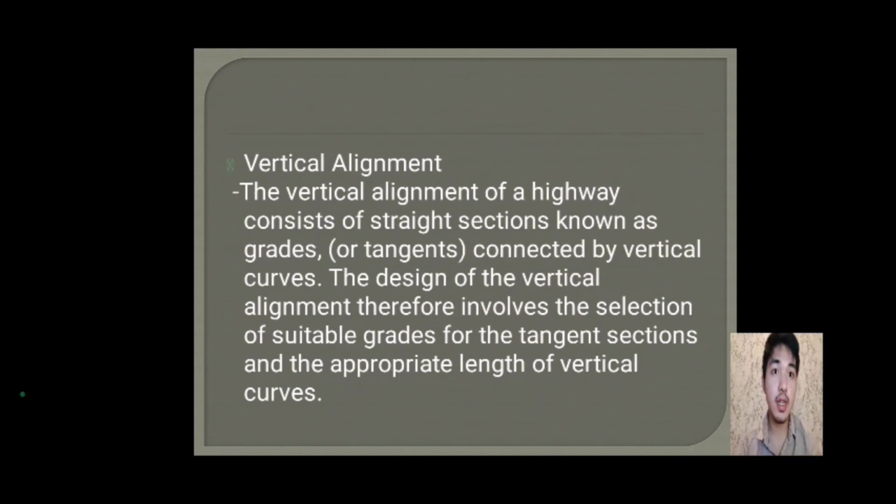So first is vertical alignment. The vertical alignment of a highway consists of straight sections known as grades or tangents connected by vertical curves. The design of the vertical alignment therefore involves the selection of suitable grades for the tangent sections and the appropriate length of vertical curves. Vertical curves are used to provide a gradual change from one tangent grade to another so that vehicles may run smoothly as they traverse the highway. These curves are usually parabolic in shape.